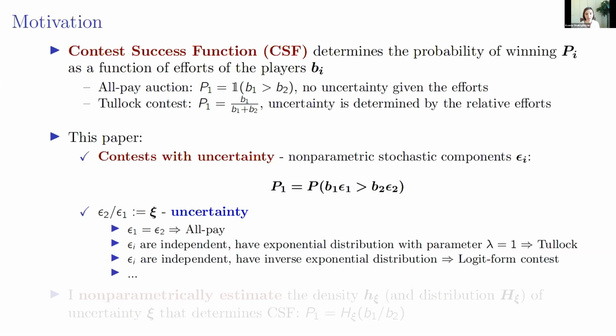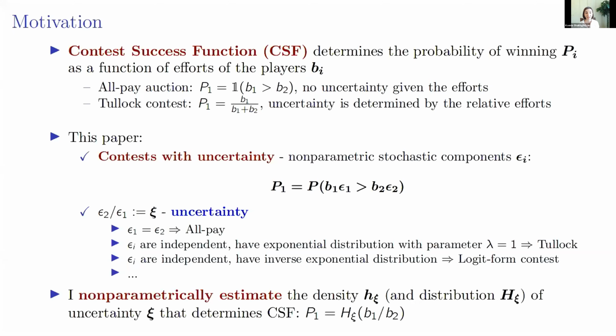Importantly, this model generalizes many common contests. In particular, the all-pay auction is a special case when epsilons are equal to each other. The Tullock contest is also a special case when epsilons are independent and have exponential distribution. Moreover, such contests as logit form and many others are also generalized. Instead of imposing any type of parametric assumption, I will non-parametrically estimate the distribution H_ξ of uncertainty. It will determine the asymmetry in the contest success function between the players.